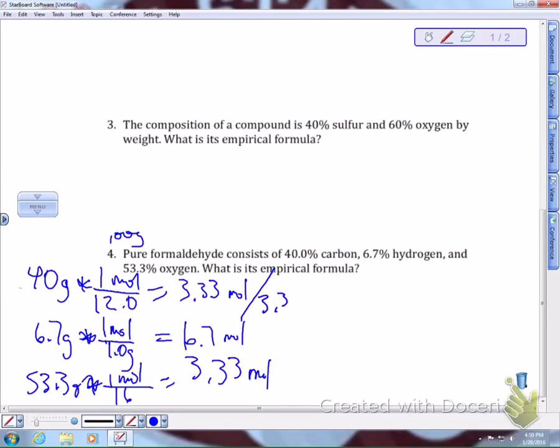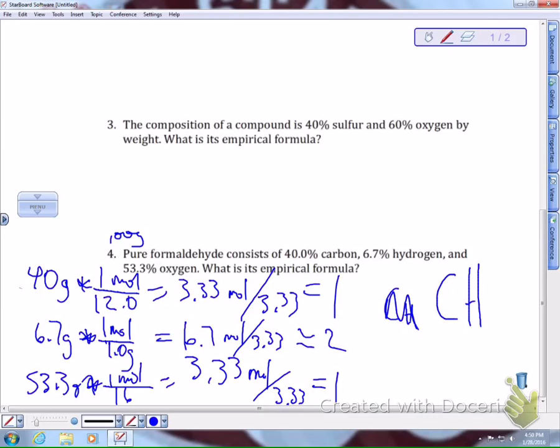All right. So now let's simplify this ratio. The smallest number is 3.33. It actually appeared twice. That happens from time to time. So 1, and then let's see what 6.7 is. It's 2.012012, repeating all that good stuff. So that is 2. And then this, of course, is 1. So for formaldehyde, the empirical formula is CH2O.